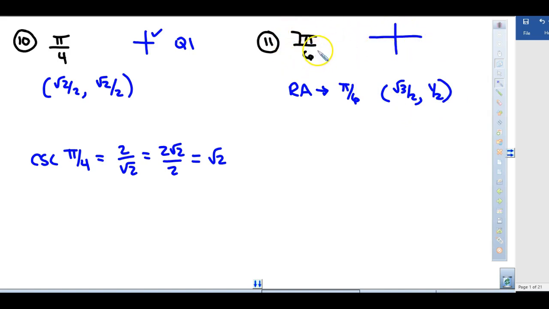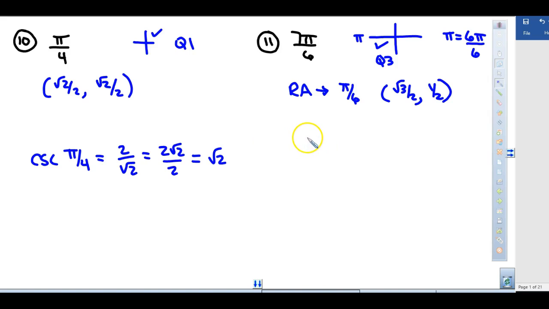I know that 7 pi over 6 is more than pi, just a little bit more than pi, because pi with a denominator of 6 can be written as 6 pi over 6, right? And 7 pi over 6 is just a little bit more than that. So I know that I'm in the third quadrant. I'm in quadrant 3 here. And that'll tell me what signs to use here.